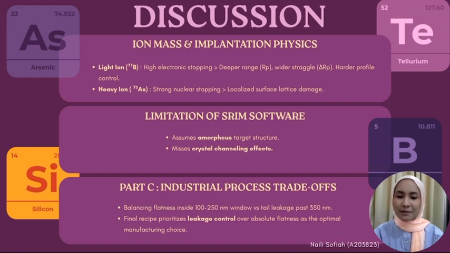For Part C, the main optimization challenge was balancing profile flatness with leakage suppression. A higher deep-energy dose can improve the box profile inside the 100 to 250 nanometer target window, but it also increased the boron tail beyond 350 nanometers. Therefore, the recipe was selected as the best industrial trade-off because it prioritized leakage control while still maintaining a reasonable box-like profile.